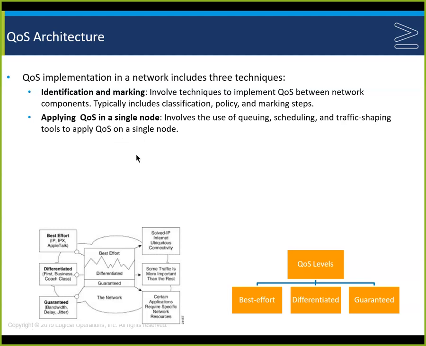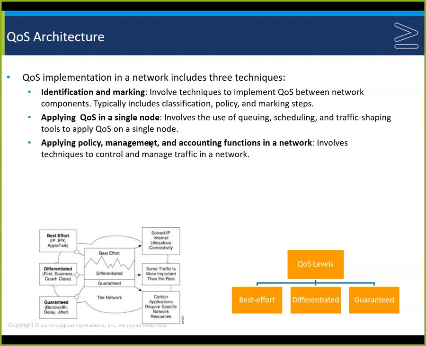Applying it on a single node involves the use of queuing and scheduling, traffic shaping. I'll have a little bit more of that as we go through this to apply a quality of service to a single node. And then we can apply policy management, accounting functions to the network as a whole, which is going to involve techniques to control and manage traffic in the network.